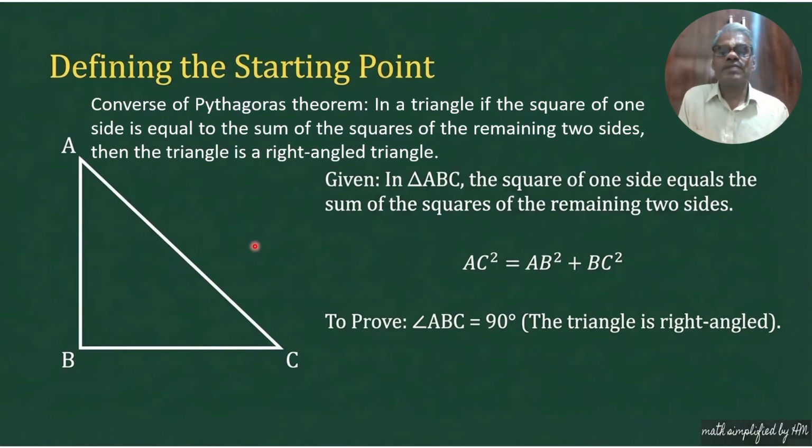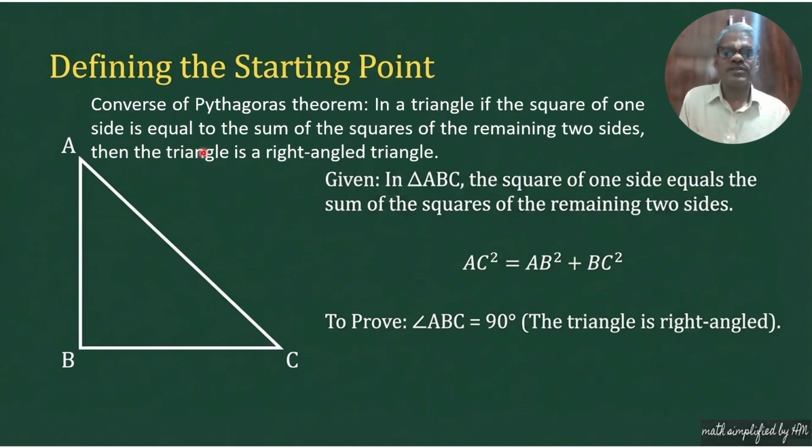Let us read the theorem statement carefully. Converse of Pythagoras theorem. In a triangle, if the square of one side is equal to the sum of the squares of the remaining two sides, then the triangle is a right angle triangle.